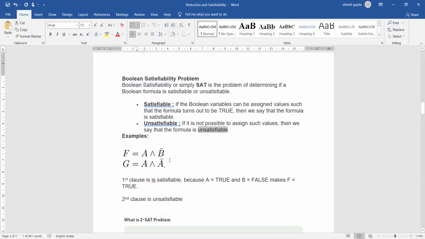The first example is F is equal to A and not B. A and not B. Is this satisfiable? I am open to you in the chat window. Can you tell me if it is satisfiable or not? F is equal to A and not B.